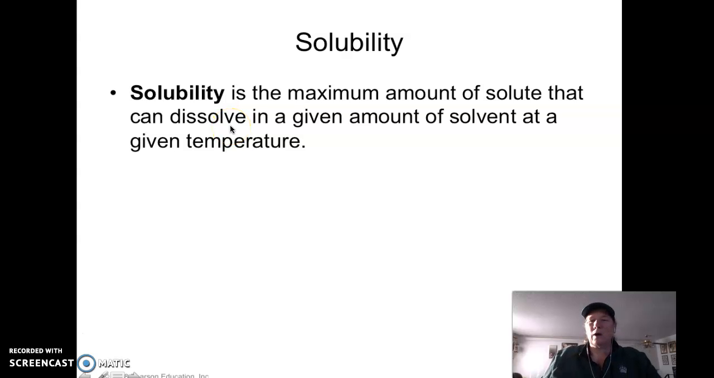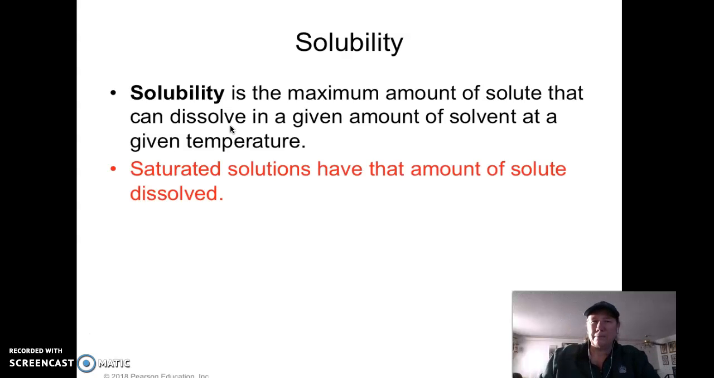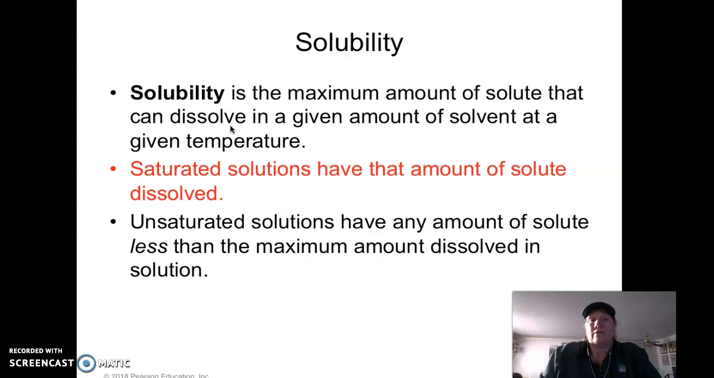If I'm making a saltwater solution and I have like 100 milliliters of water, let's say I can add 4 grams of salt. That's its maximum saturation. If I add more than that, it doesn't dissolve. Up to 4 grams, if I've added 1, 2, 3, it's dissolved. That's an unsaturated solution. So if I add any more salt, it won't dissolve. I've reached saturation level. Okay? Saturation is the amount of solute that they can dissolve. You can add more if you want, but it's not going to dissolve. Okay? And unsaturated is up to that point.